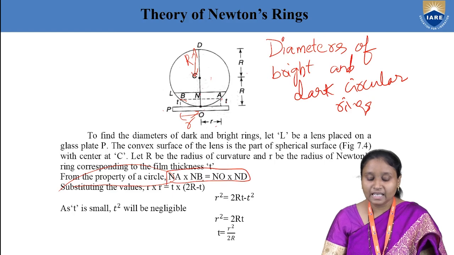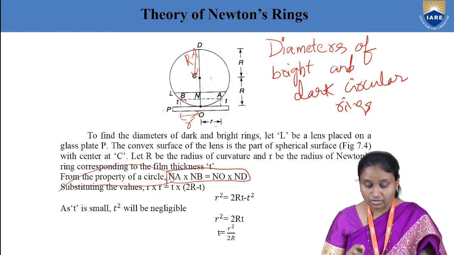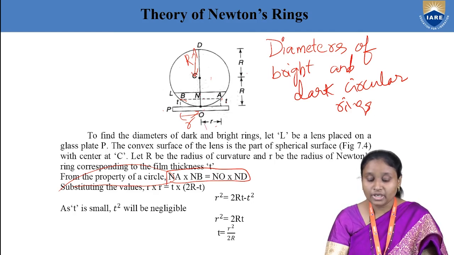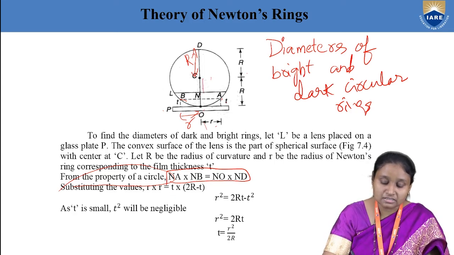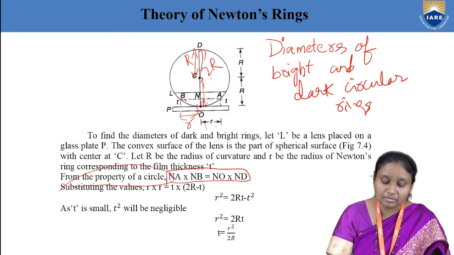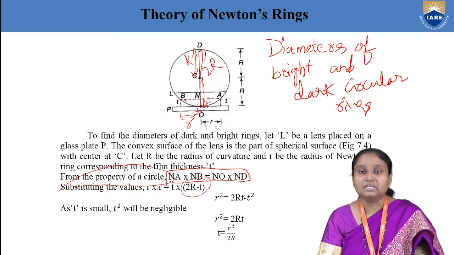And what are NA and NB? Both of them are r, so r into r, which is nothing but the radius of the circular ring at points A and B. And what is ON? ON is nothing but our thickness of the air film T. And what about ND? See, this is R and this is also R, so the total is 2R, and from this I have to take out this particular part, which is the thickness of the air film. So we'll get 2R minus T.